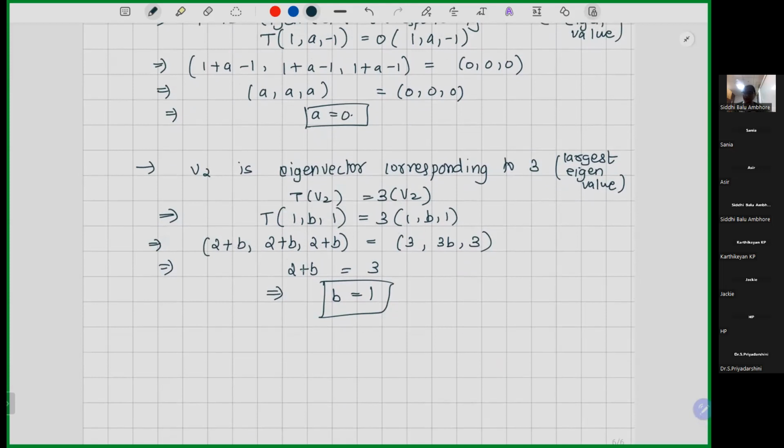So from the first coordinate itself, and this holds for the second also, 2 plus 1 is equal to 3 into 1. So the second coordinate is also satisfied. And for the third, 3 plus 1 is equal to 3. So the third coordinate is also satisfied, so there is no contradicting value of b. So b is equal to 1 is your required value of b.